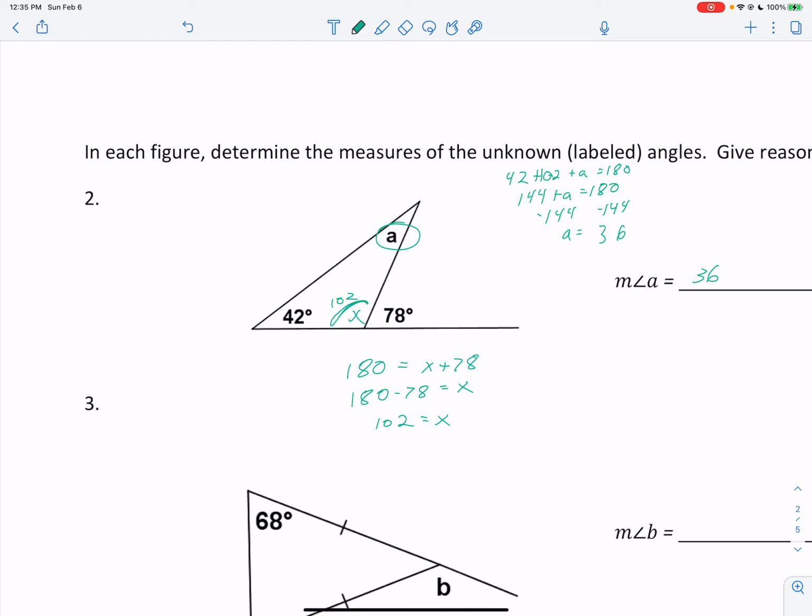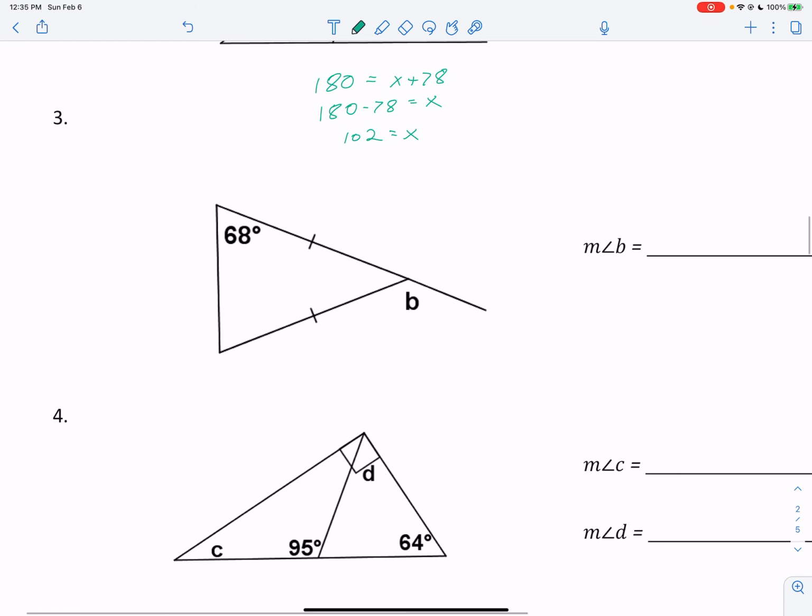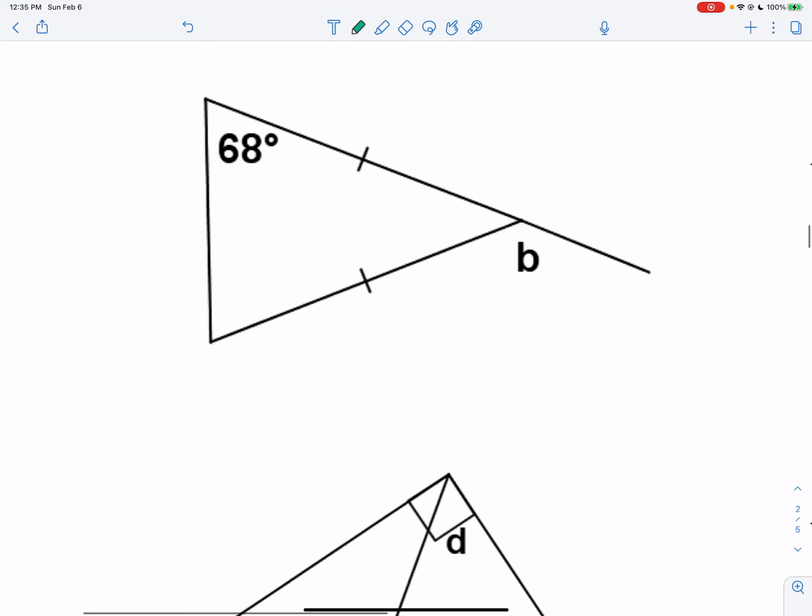So these types of problems are the ones that are really pretty easy to go through. Every time I see a straight line like that, I think to myself, linear pair, got it. We've got 68 degrees. I don't know what this is, or this, or this, unfortunately. So it makes it difficult.